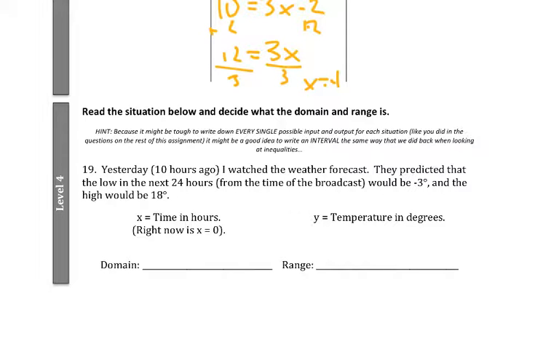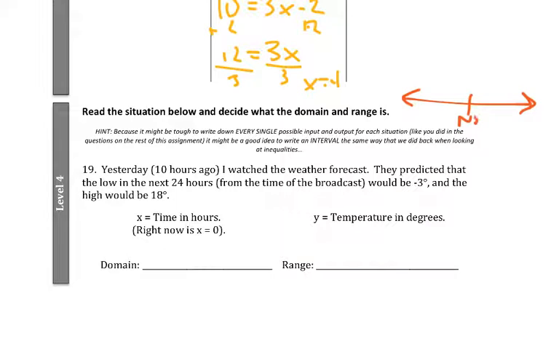Remember, you're trying to list possible x values and possible y values. So let me just give you a hint here on number 4. On number 4, you are trying to describe the time which the weather forecast was describing. So you kind of want to think about this like a timeline.